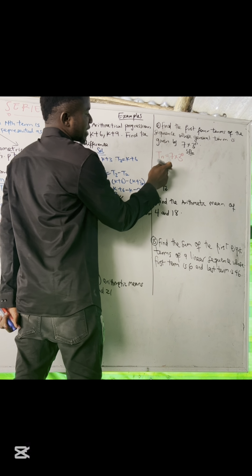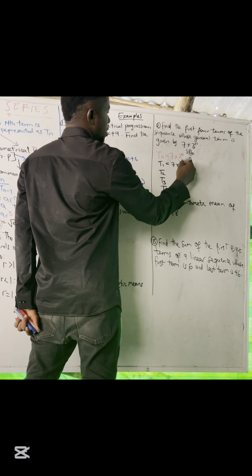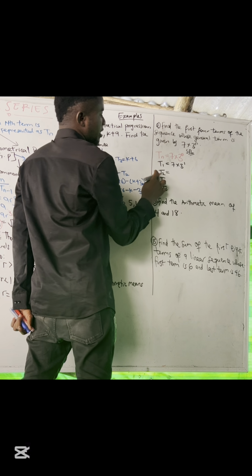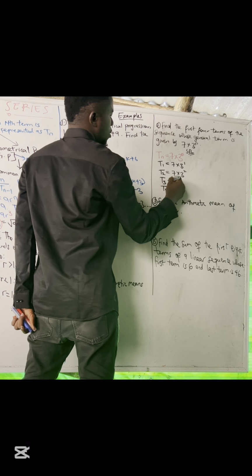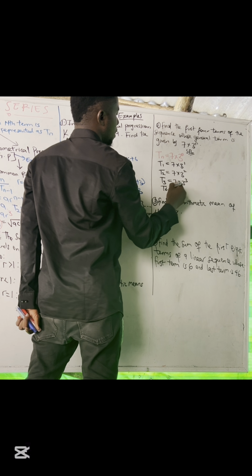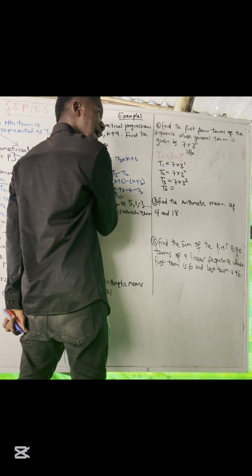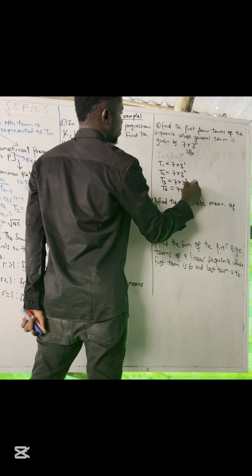So therefore guys, for T1, my n is equal to 1, I will substitute it, that is 7 times 3 raised to power 1. For T2, my n is equal to 2, 7 times 3 raised to power 2. For T3, my n is equal to 3, 7 times 3 raised to power 3. And for T4, my n is equal to 4, that is 7 times 3 raised to power 4.